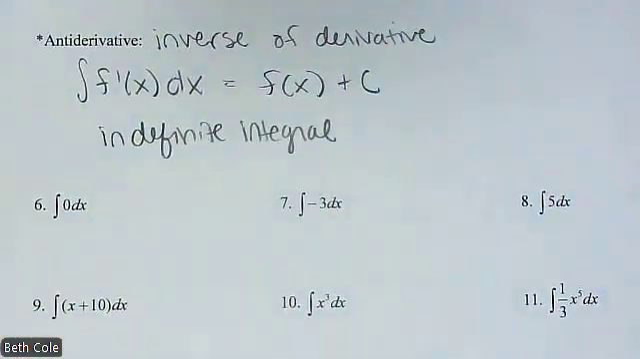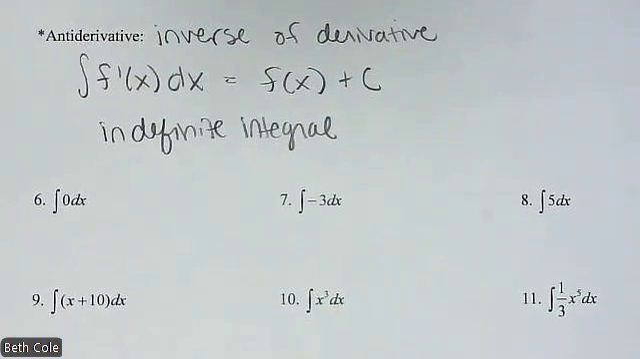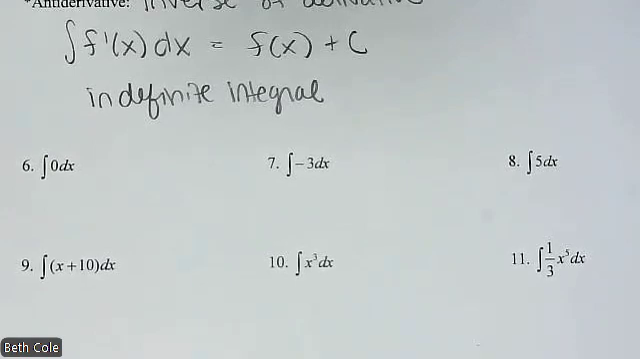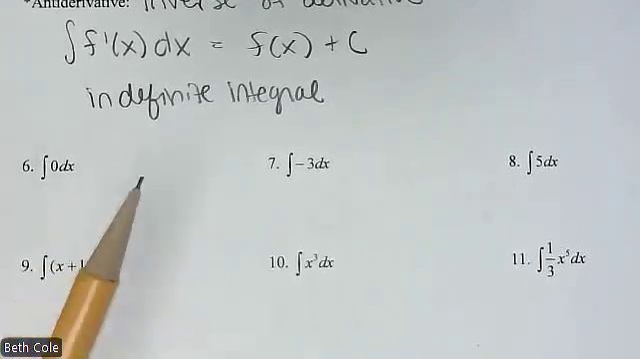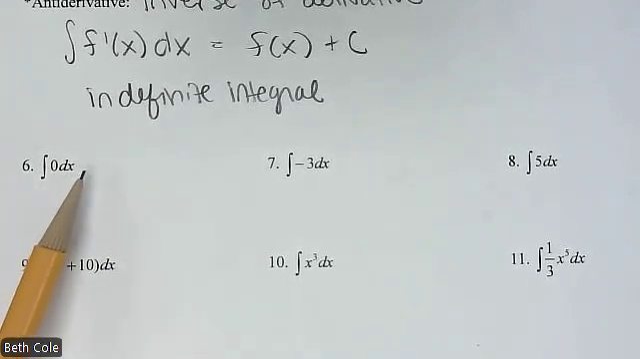Because it doesn't have boundaries. If there are no boundaries, you can't find the area because you have no starting and ending place. So it's just an indefinite integral. It's an antiderivative. All right, here we go. You need to come up with a function that if you did the derivative, this would be your answer. It's like Jeopardy. This is the answer and you want the question.